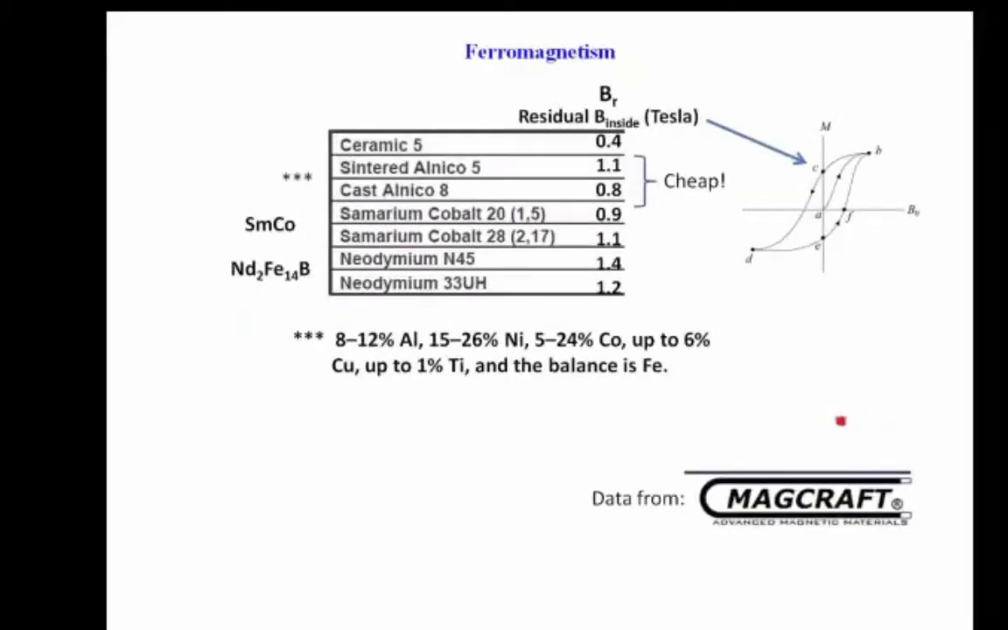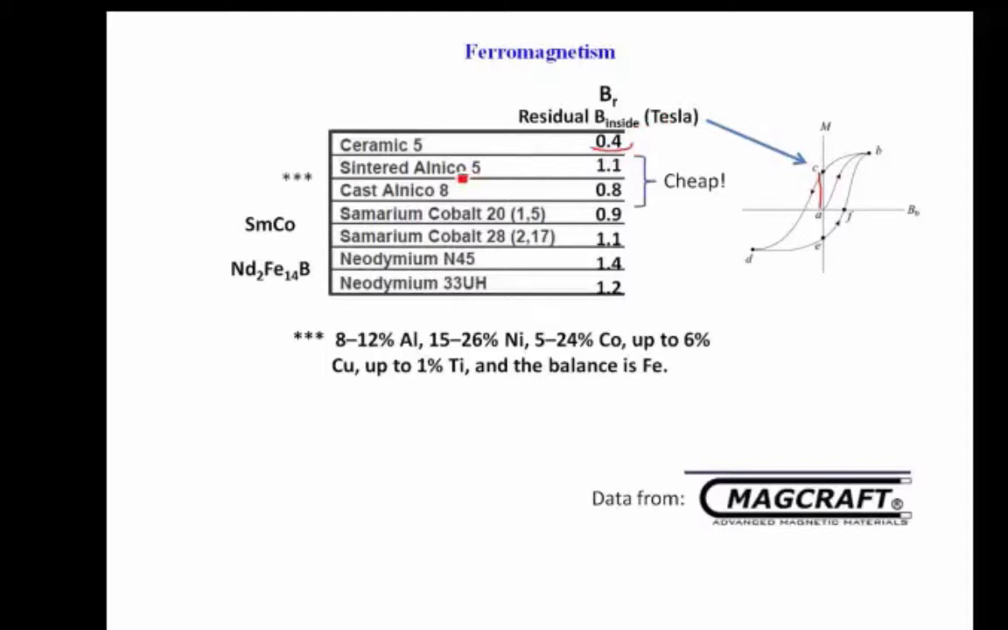Here are some other values. These are some of the biggies. The residual B inside at the crossover of the axis, in other words, you remove the current, so this would be what's left. If you take this value here for different magnets, this ceramic magnet, I don't know the composition, has a B of 0.4 Tesla.